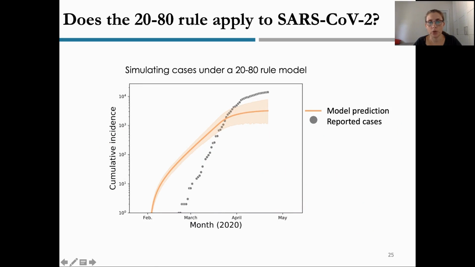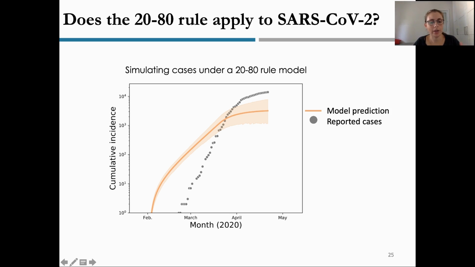And so here comes the question, does the 20/80 rule apply to SARS coronavirus 2? What we have here is the model predictions. We simulated cases under this 20/80 rule. This is our model predictions, the orange line, and these are the reported cases, the actual reported cases. What you see here is that under our model predictions, if we assume the 20/80 rule is correct, we get fewer cases than the reported cases. And clearly this doesn't make sense. It doesn't make sense that our model will give fewer cases than the actual number of reported cases. We expected this line to be higher, either at the same level or higher.